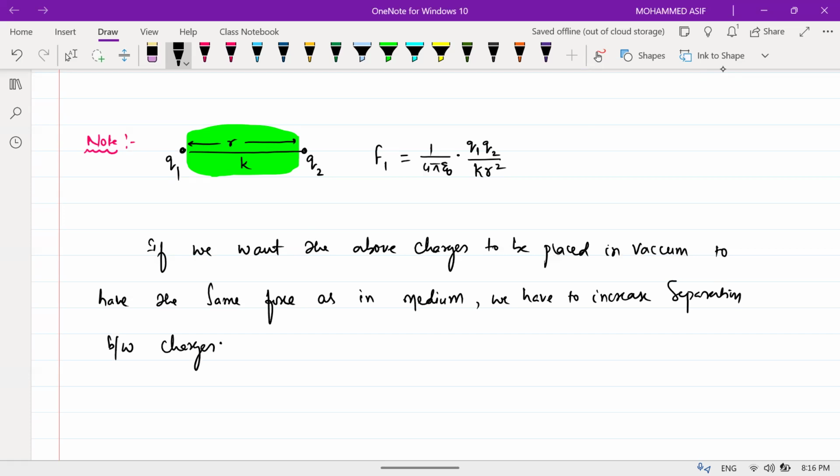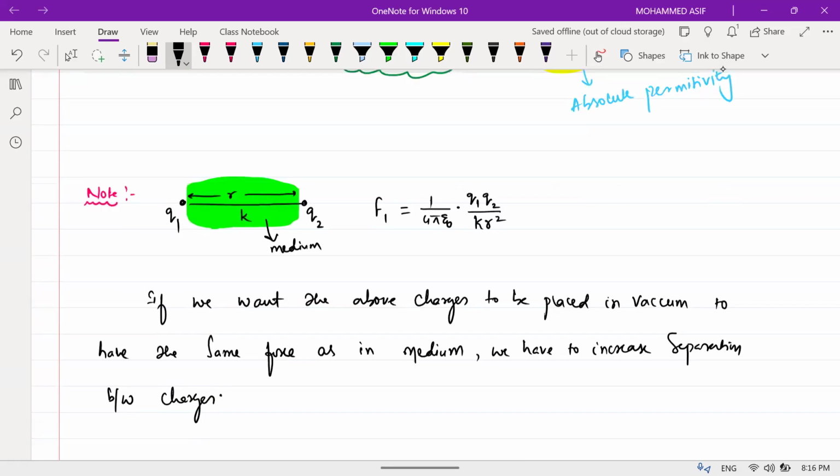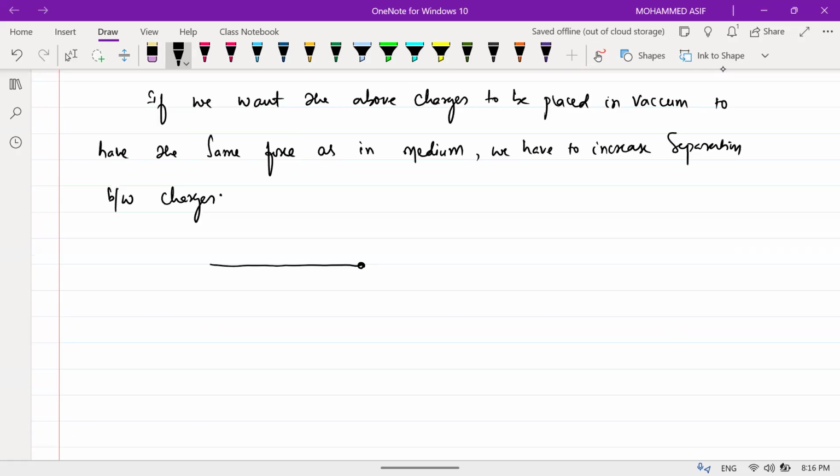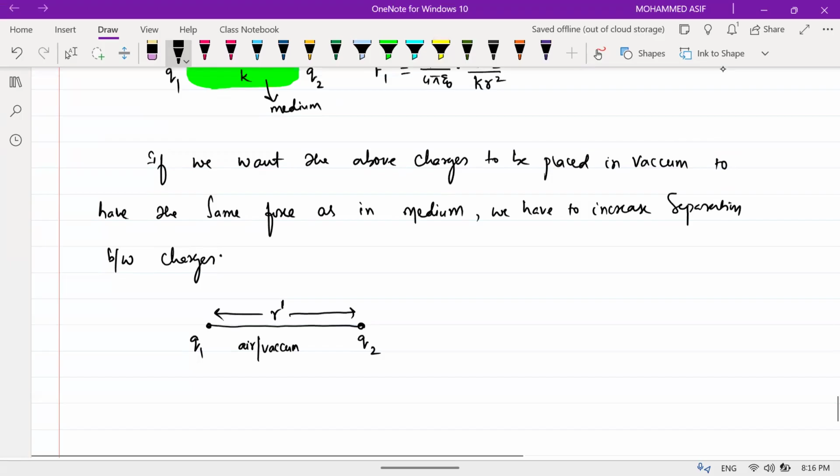If we want the above charges to be placed in vacuum. Now the above two charges are where? In some medium. There is some medium. No, I don't want this medium. So now these two charges Q1 and Q2 are being placed in air or vacuum. Clear? Now the distance should be changed. That will be equal to R dash.